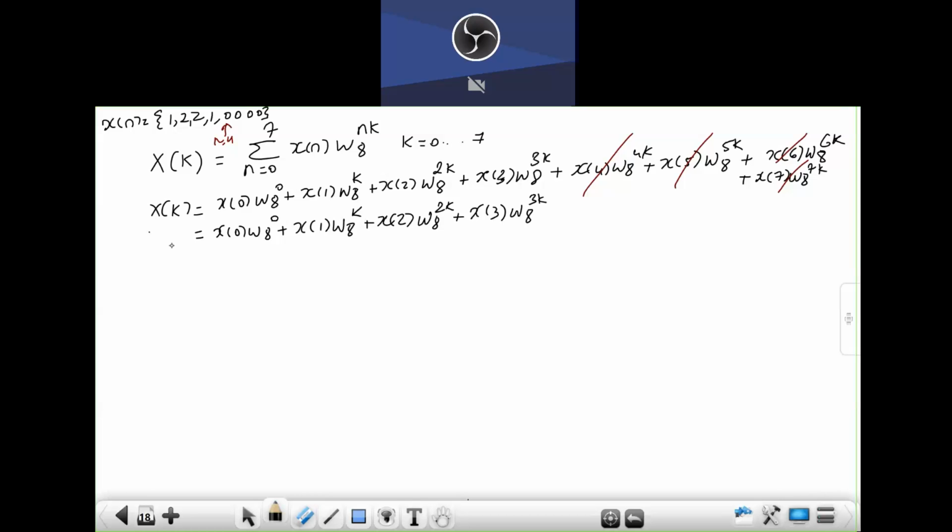Now go on giving values. Substitute the sample values. So x of 0 is 1, so it is W8 power 0, plus x of 1 is 2, so 2 W8 power k, plus x of 2 is also 2, so 2 W8 power 2k, plus x of 3 is 1, so it is W8 power 3k. Now we have the expression for X of k. Here you should remember k varies from 0 to 7.